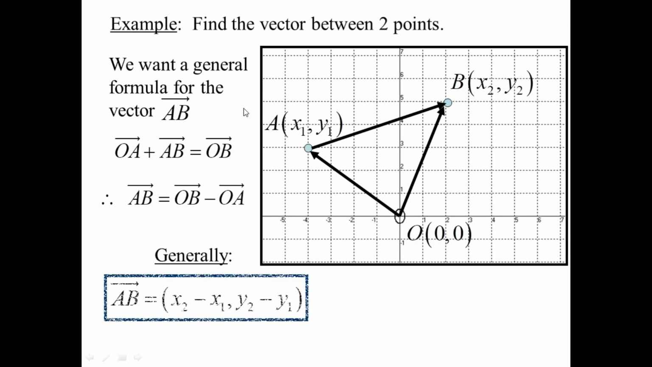In fact, in general, vector AB between any 2 points is x2 minus x1, y2 minus y1. We subtract backwards here. If you wanted AB, you start at B and subtract x2 minus x1 for the x component, y2 minus y1 for the y component, subtracting backwards along this vector.